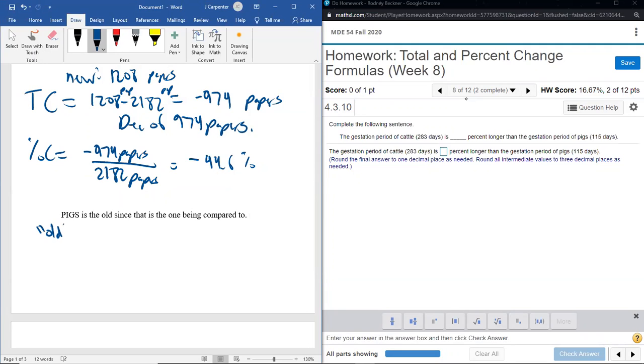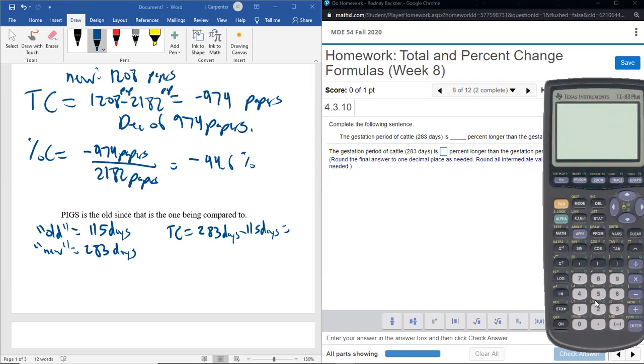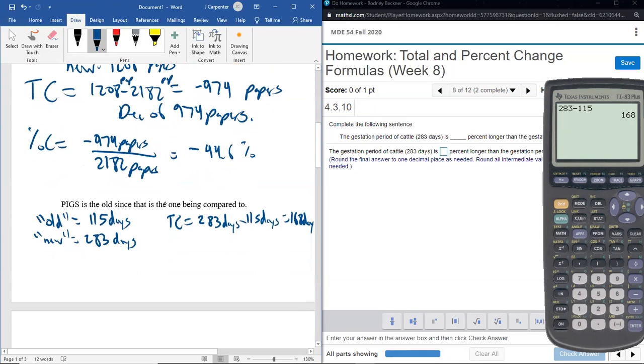So our old is the pig's number, which is 115 days. And the new is going to be the cattle, which is 283 days. So then our total change would be just the difference of new and old. So 283 days minus 115 days. And again, if you need a calculator, you can always pull it out, whether it's an easy problem or a hard problem, 283 minus 115. But that is something you should be able to do on your own just by borrowing, and you get 168. So 168 days. Okay, so there's our total change.